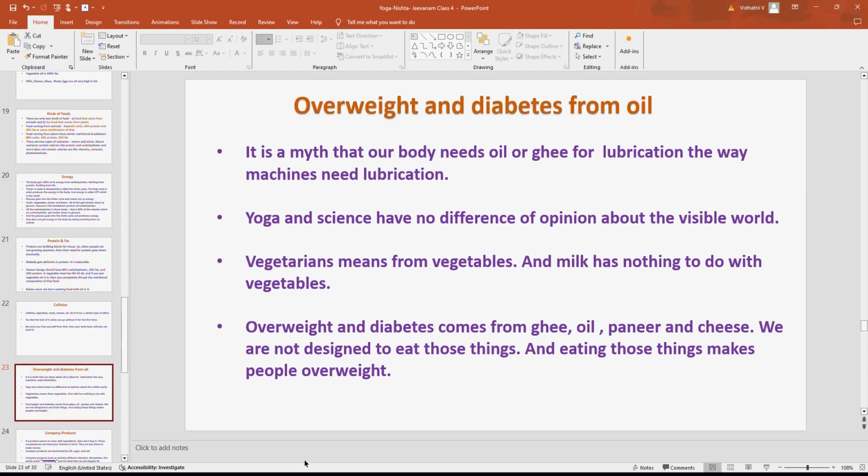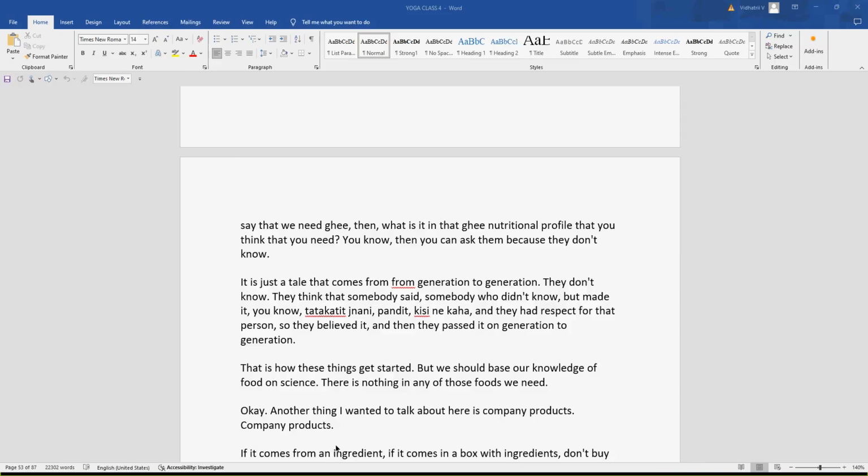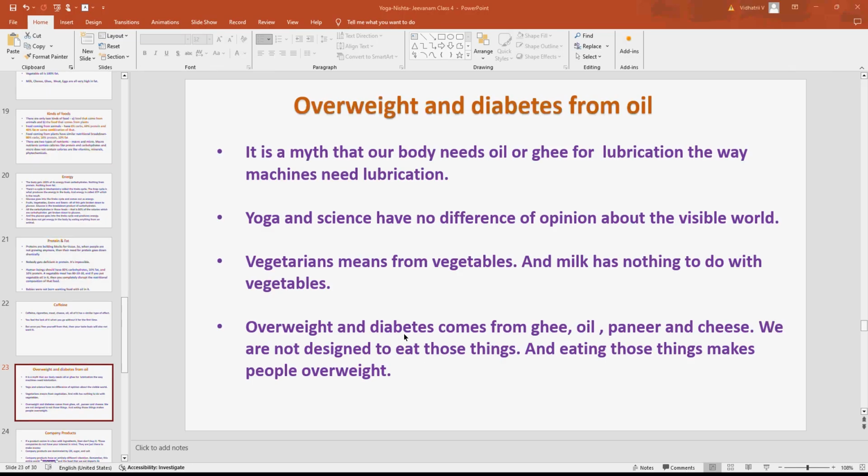When you become overweight, automatically you get diabetes, right? And people say that diabetes comes from genes. That is also not correct. Diabetes comes from your lifestyle, from the food that you eat, right?